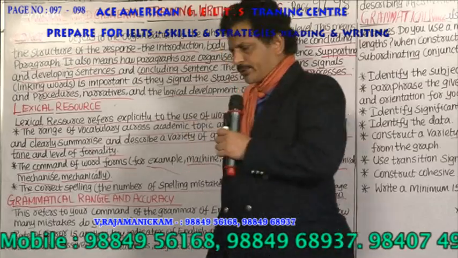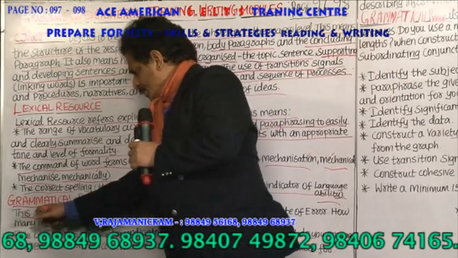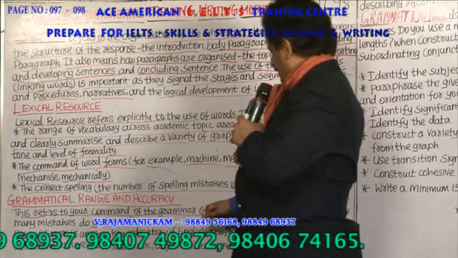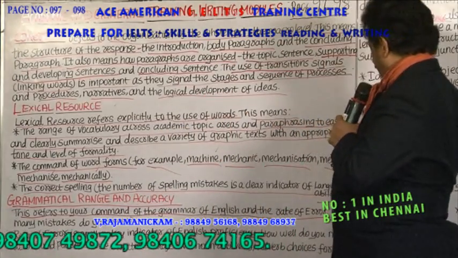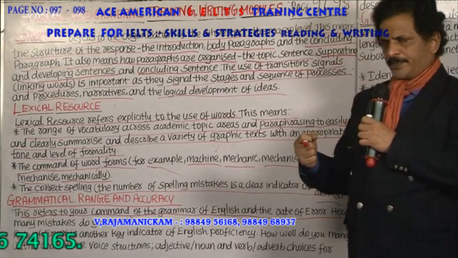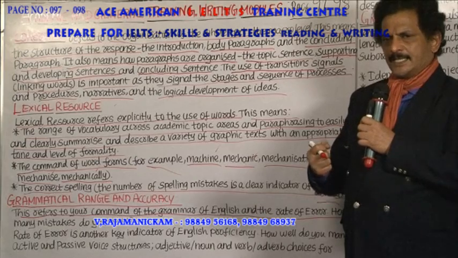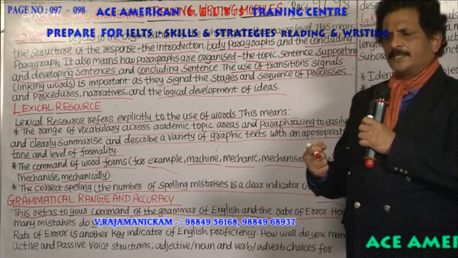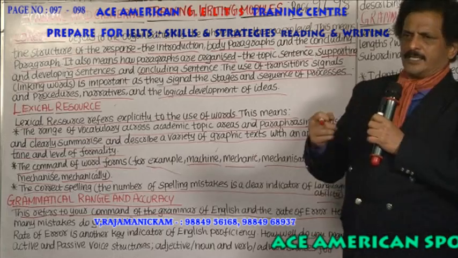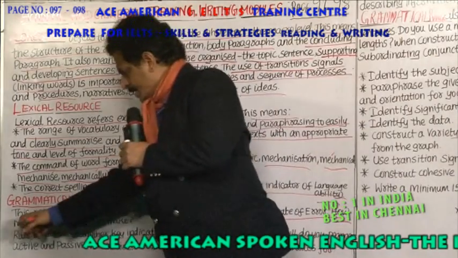Grammatical range and accuracy. Under this, what they have given refers to your command of the grammar of English and the rate of error. So how many mistakes you make. The more the mistakes, the more the grammatical error, that is, your command of English is lesser. So the lesser the mistakes, yes, you are better in English. So how many mistakes do you make?